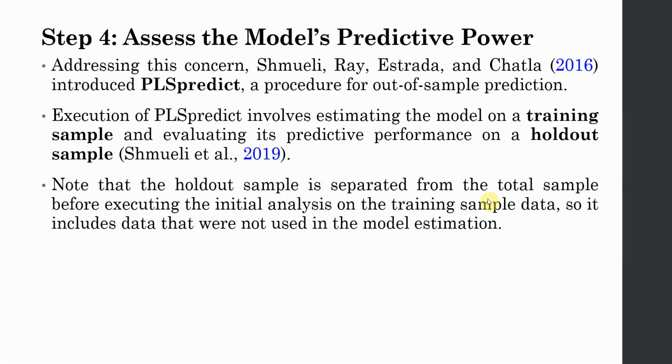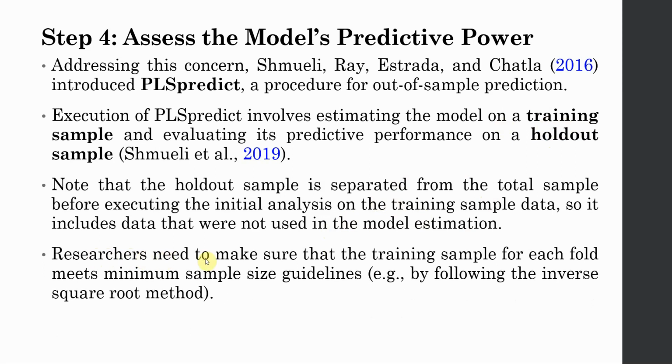So initially the estimation is based on the training sample. Now researchers need to make sure that the training sample for each fold meets the minimum sample size guidelines. So although you are dividing your sample into training and holdout sample, in order for your estimation to be correct, the training sample has to meet the minimum sample size guidelines. And for that you can see the inverse square root method, and that link will be shared in the description.